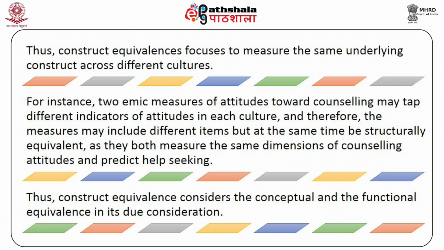For instance, two emic measures of attitudes towards counseling may tap different indicators of attitudes in each culture, and therefore the measures may include different items but at the same time be structurally equivalent, as they both measure the same dimensions of counseling attitudes and predict help seeking. Thus, construct equivalence takes conceptual and functional equivalence into due consideration.